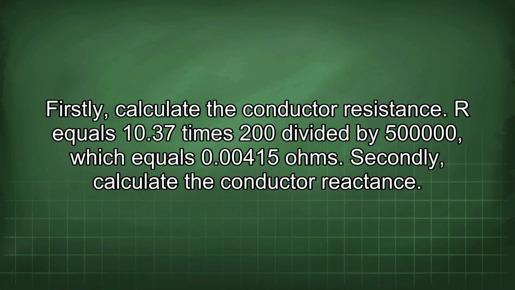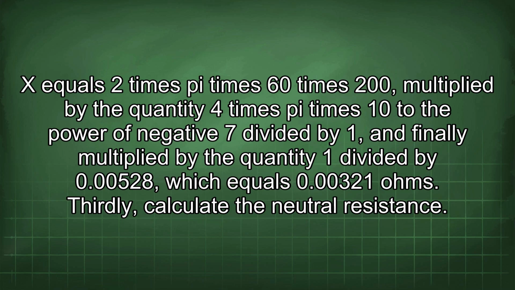Firstly, calculate the conductor resistance. R equals 10.37 times 200 divided by 500,000, which equals 0.415 ohms. Secondly, calculate the conductor reactance. X equals 2 times pi times 60 times 200, multiplied by the quantity 4 times pi times 10 to the power of -7 divided by 1, and finally multiplied by the quantity 1 divided by 0.528, which equals 0.321 ohms.